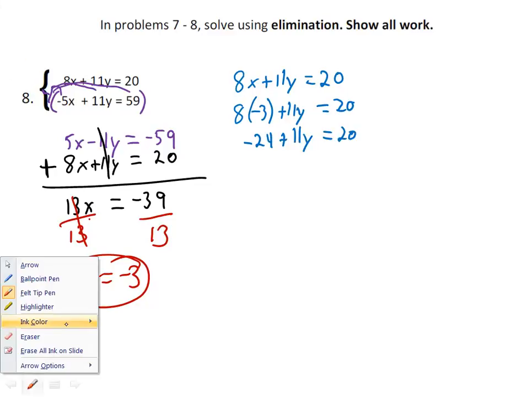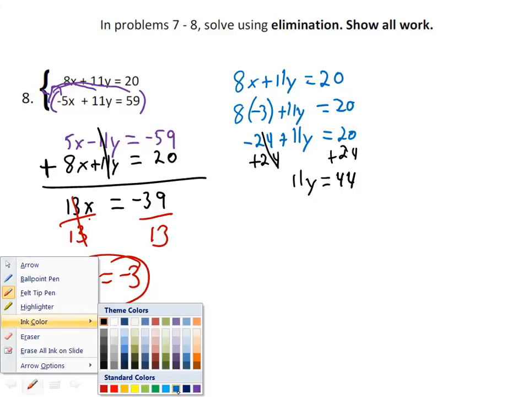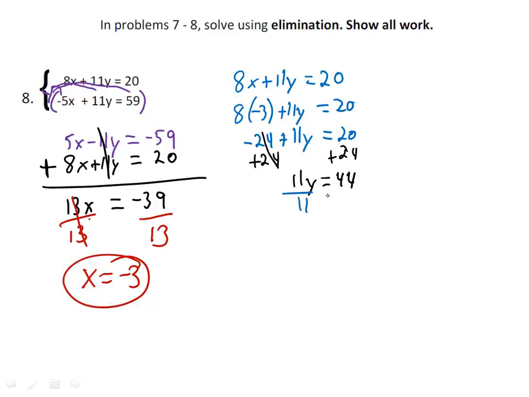All right, next step. I'm going to add 24 to both sides. There, that cancels out. 11y equals 44. And as you can see, now, dividing by 11, we get that y equals 4.